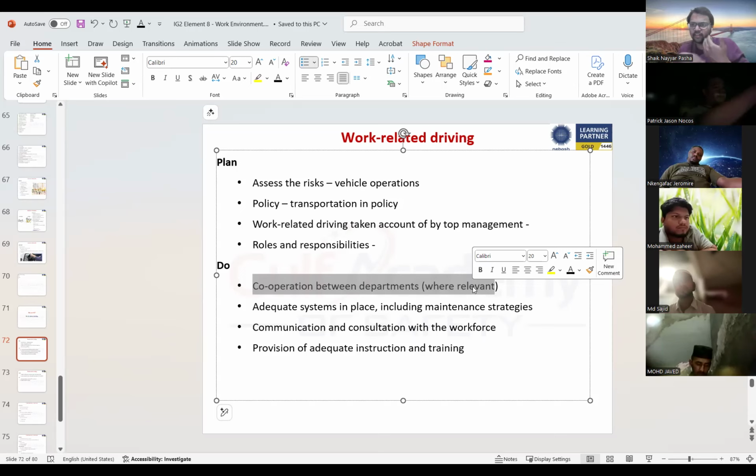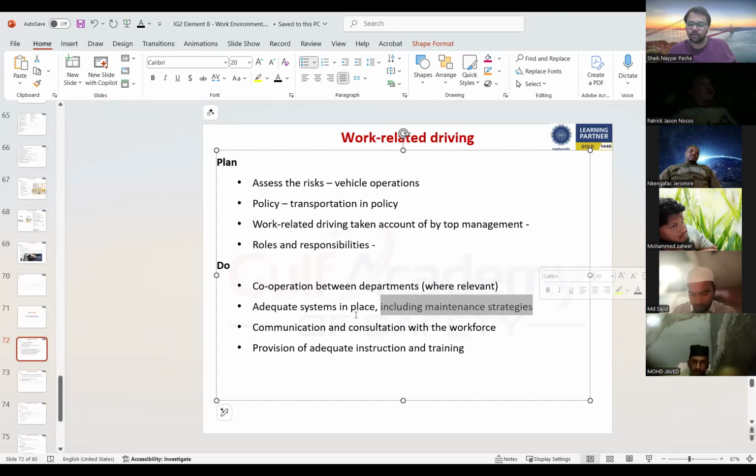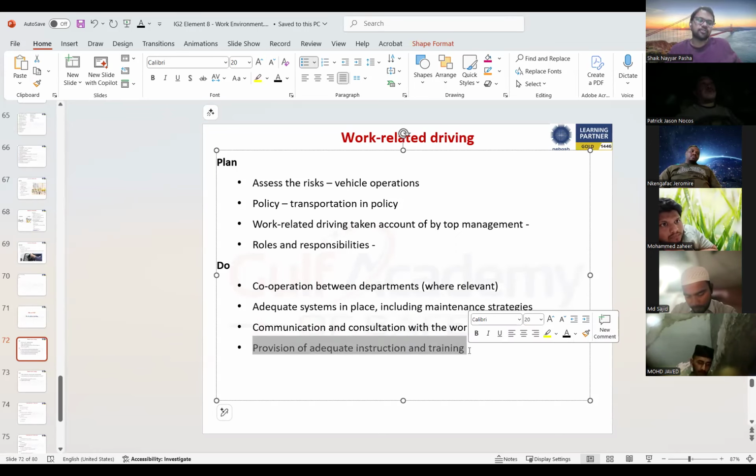So all this is managed by the fleet manager. Until and unless there is proper cooperation and coordination between the departments, fleet management is not effectively implemented. And maintenance requirements, arrangements for maintenance, communication, consultation, training.